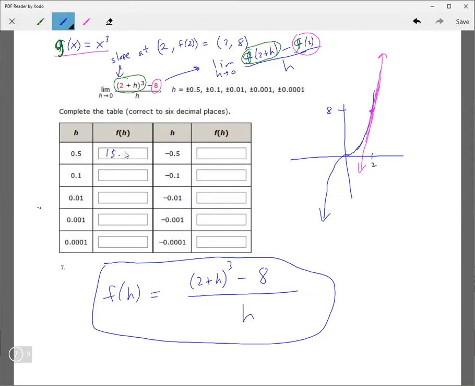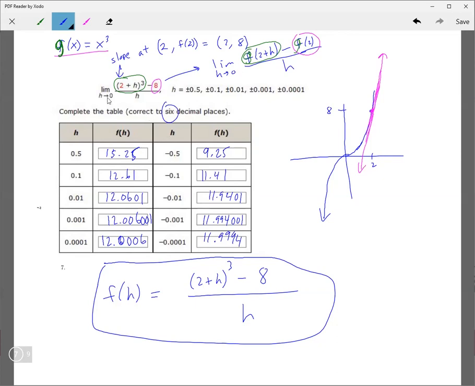So 15.25, 12.61, 12.0601, 12.006001, then 12.000600, 6 decimal places, and then 9.25, 11.41, 11.9401, 11.994001, and then 11.9994. Okay, so those are the different values from the Excel spreadsheet, rounded off to 6 decimal places.